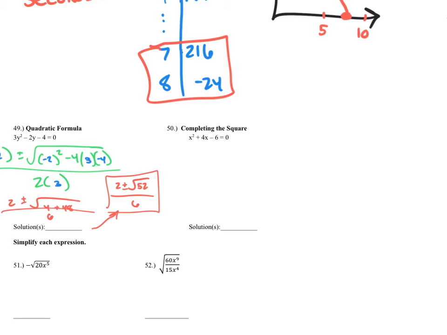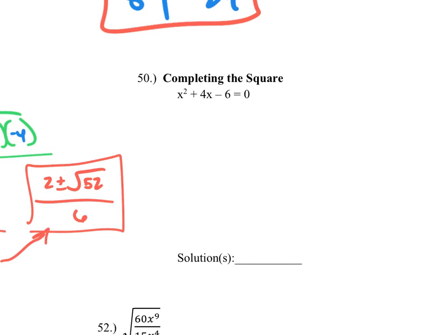This one asks for us to use completing the square. And that's where we could use quadratic formula, but completing the square is a faster process. The first step of completing the square is to get your c term to the other side. So I added 6 to both sides. And then we have to think about, well, what would this look like to split it up into 2 equal pieces?